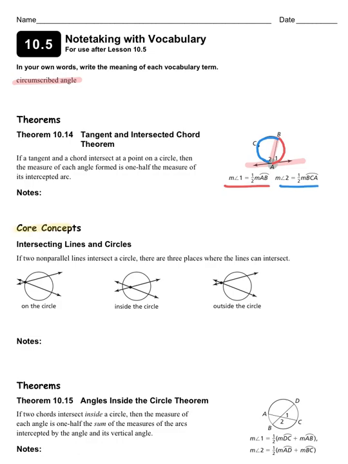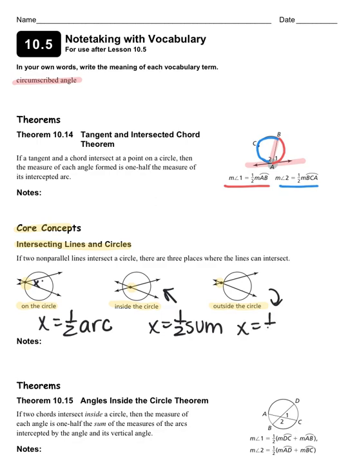Our next core concept: if you have intersecting lines and circles, you will see that vertex falling either on the circle, inside the circle, or outside the circle. If we're going to call the angle X, that would be this angle right here. That's 1/2 the arc when it's on the circle. It's 1/2 the sum when it's in the circle. And when it's outside the circle, it's 1/2 the difference of the arcs. That tells us to subtract, where the sum tells us to add.